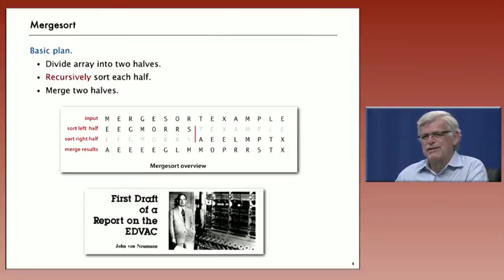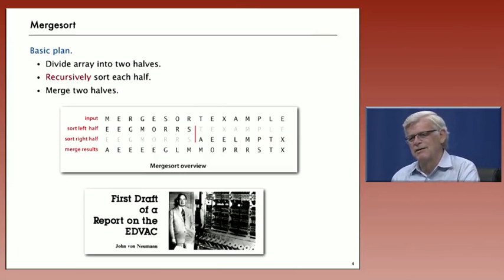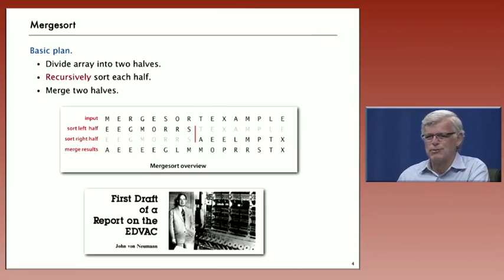It was actually one of the first non-trivial algorithms implemented on a computer. John von Neumann realized in the development of his EDVAC computer, one of the first general-purpose computers, that it was going to need a sorting method, and he came up with merge sort. He's widely credited as being the inventor of merge sort.